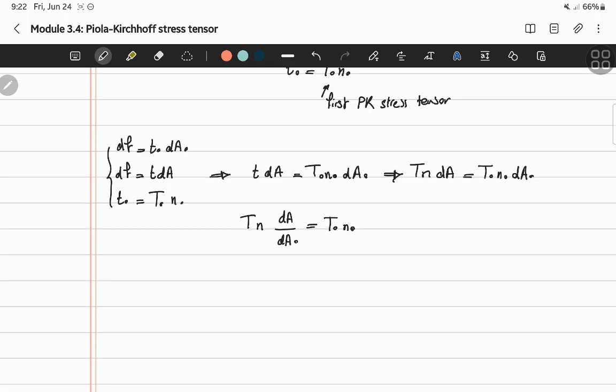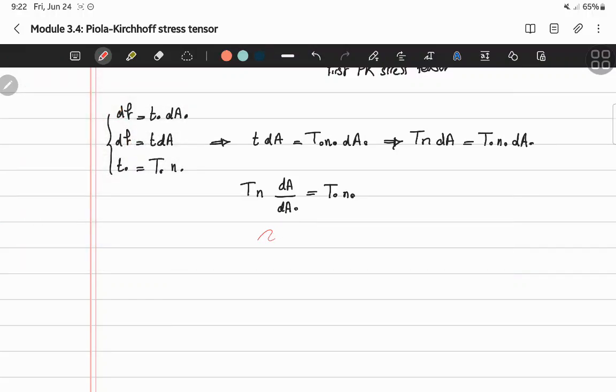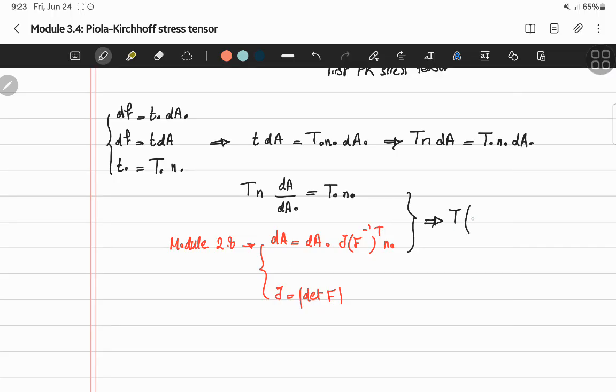And from, I guess, module 2.8, you already know that dA, so here we have the deformed configuration and the reference configuration, we can write as dA equal to dA0, the Jacobian, F inverse transpose, N0, where the Jacobian is basically the determinant of F. So if I substitute this into here, then I get T, the Jacobian F inverse transpose.